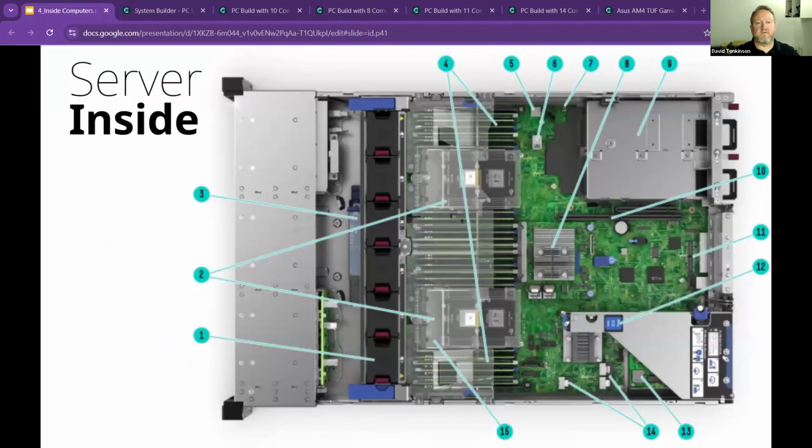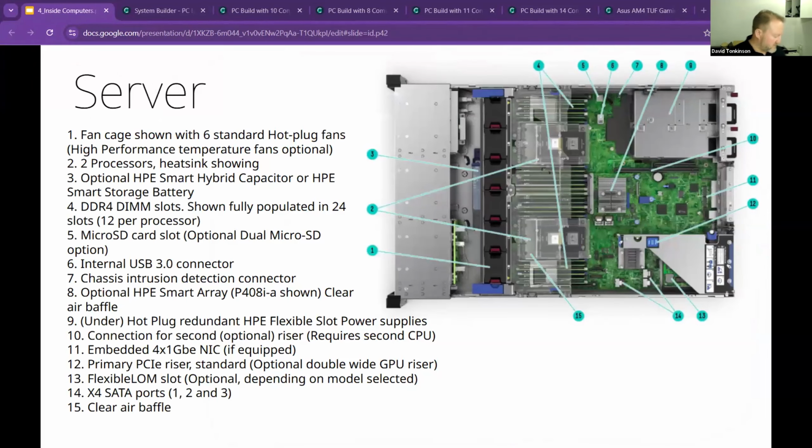Physically, what goes inside a server? Well, exactly the same sort of thing that goes inside our PCs. Okay, so there's nothing scary and different in there. And to show you that, this is one I prepared earlier.